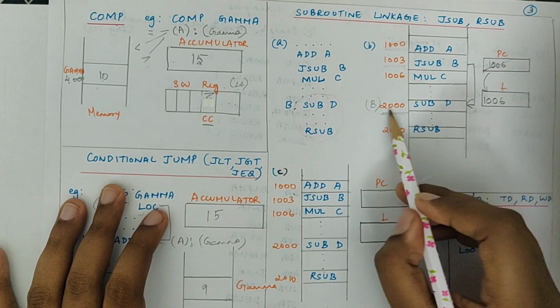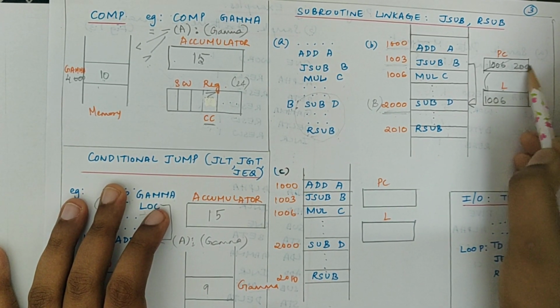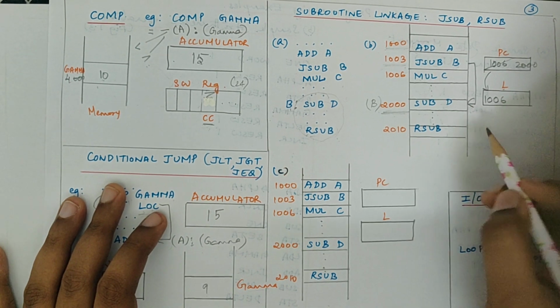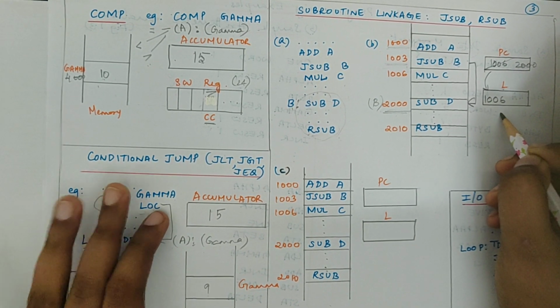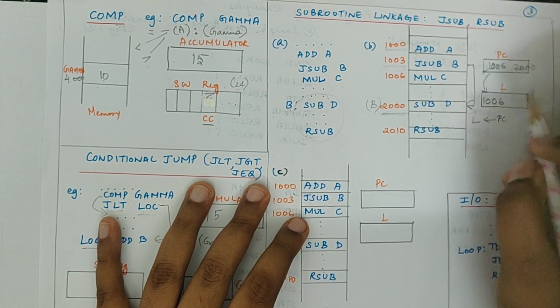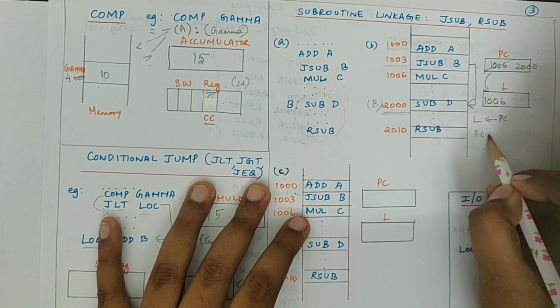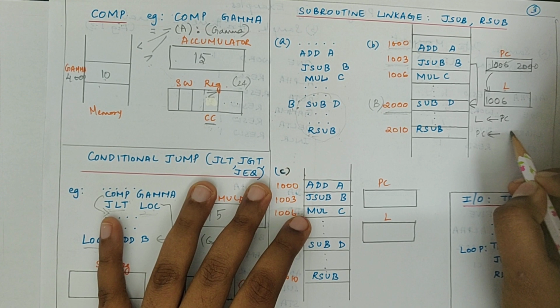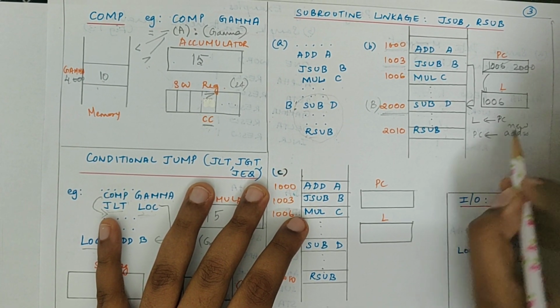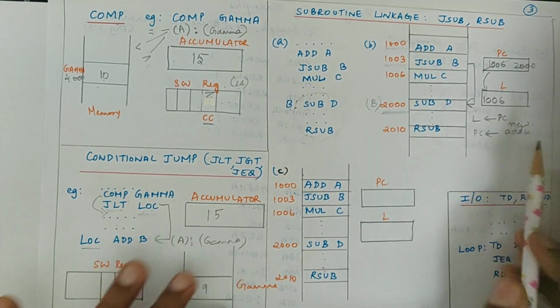PC will be updated with the address 2000. So what you have to do, initially load the content of PC to the linkage register, and then update PC with the address of the subroutine, the new address. These are the two steps that will happen.